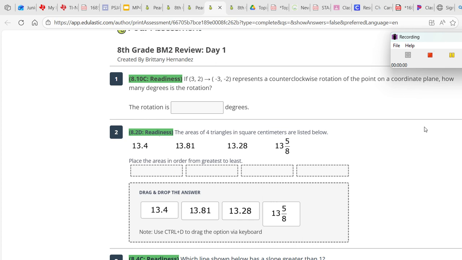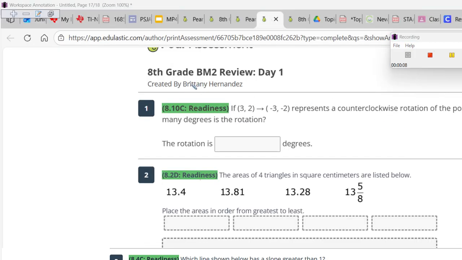Because this is a review by the district guys, let's check it out and see what's going on here. This point represents counterclockwise rotation. Remember the clockwise and counterclockwise rotations? I'll do counterclockwise. We're going to go 0, 90, 180, 270, 360.